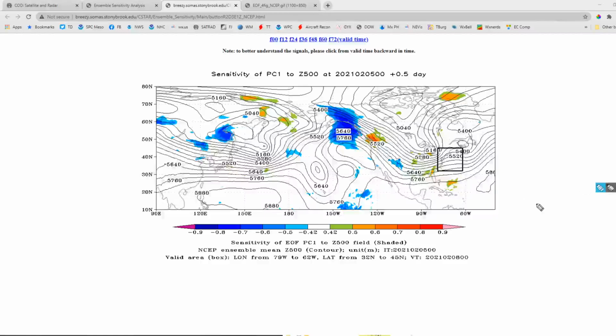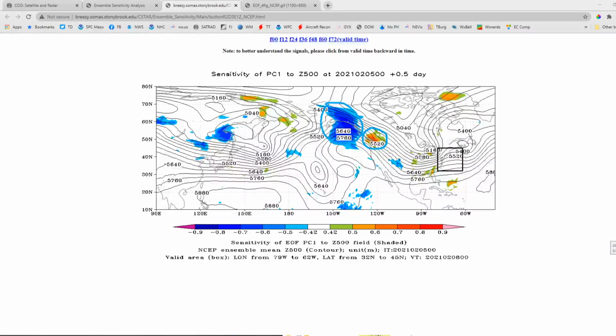And we can see that we have strong negative height anomalies here over Alaska associated with this weaker storm outcome, and positive anomalies over British Columbia associated with this weaker storm outcome. Again, dynamically, this makes good sense. If the upstream ridge is weaker and the shortwave trough is weaker, then you're going to have a weaker storm.